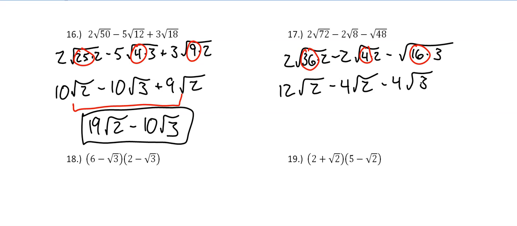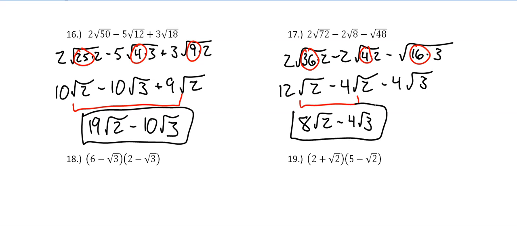And so here, 2 of these are like radical terms, and 1 is not. So these 2 are like radical terms. They have the same radical, the same radicand. So when I subtract these, that's an 8 root 2. And then the minus 4 root 3 kind of just tags along for the ride, okay?